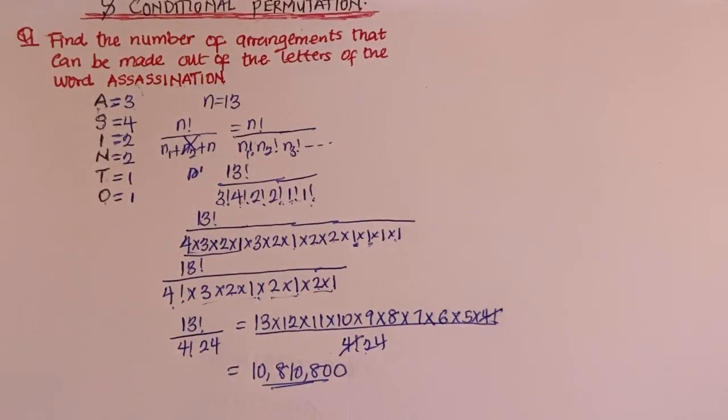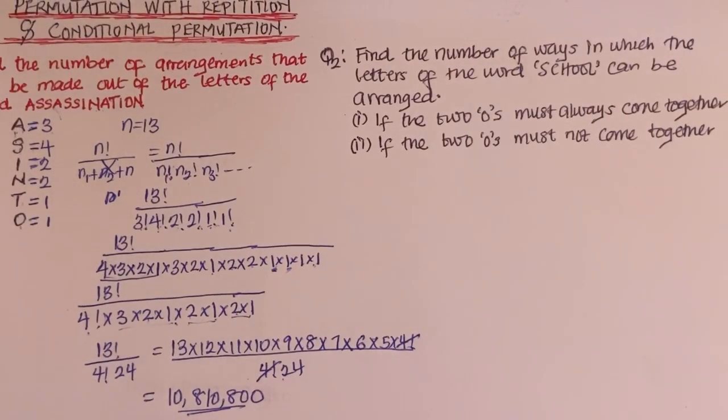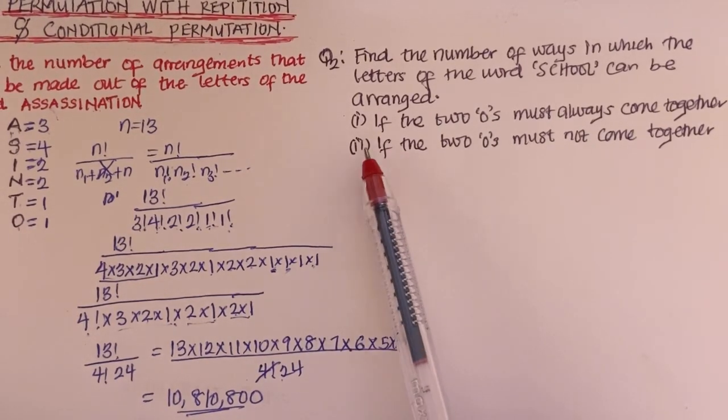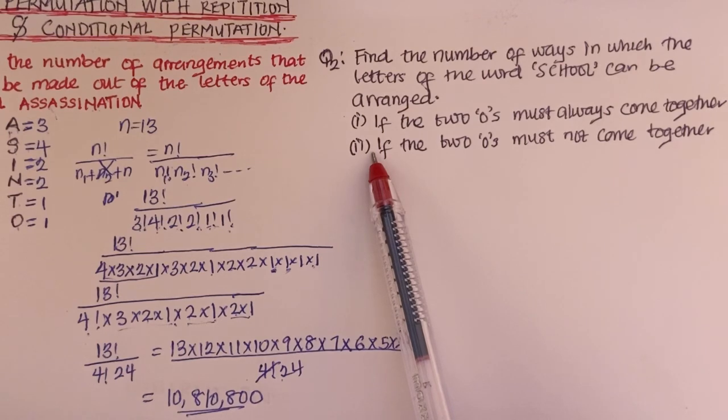So guys, the next question I'm having here, the question says find the number of ways in which the letters of the word school can be arranged. Now we are given the first one: if two O's must come together. The second: if two O's must not come together. So what this question actually means is that it represents a conditional permutation, since we are given two conditions here. The first one is that the two O's must always come together, and the second one is that the two O's must not come together.